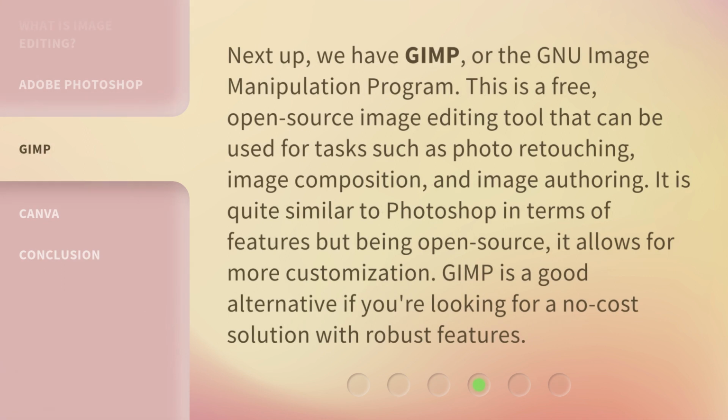Next up, we have GIMP, or the GNU Image Manipulation Program. This is a free, open-source image editing tool that can be used for tasks such as photo retouching, image composition, and image authoring. It is quite similar to Photoshop in terms of features, but being open source, it allows for more customization. GIMP is a good alternative if you're looking for a no-cost solution with robust features.